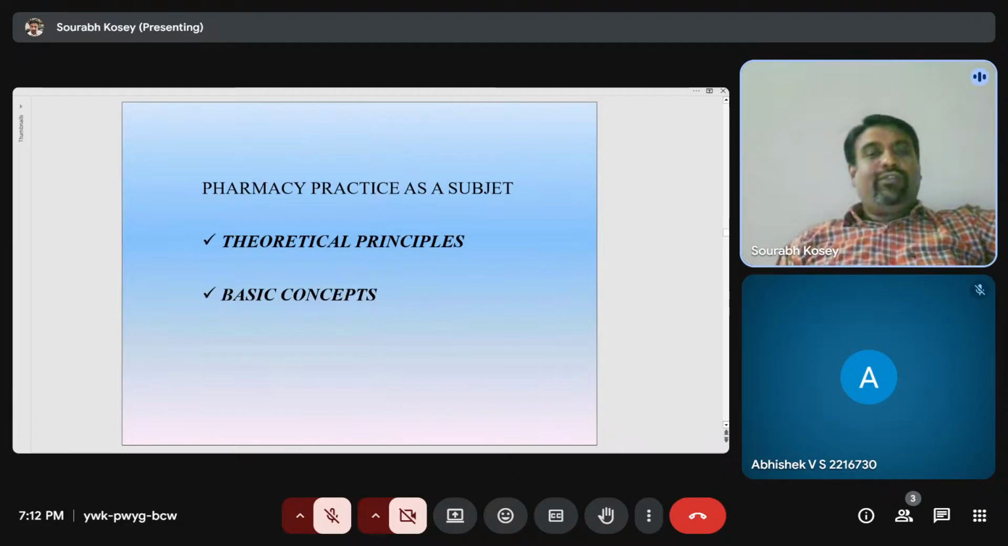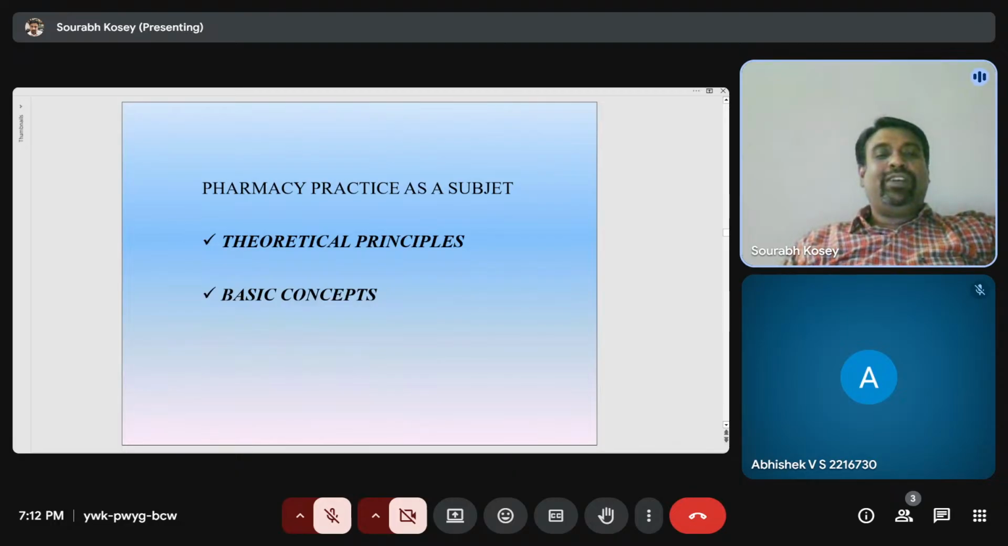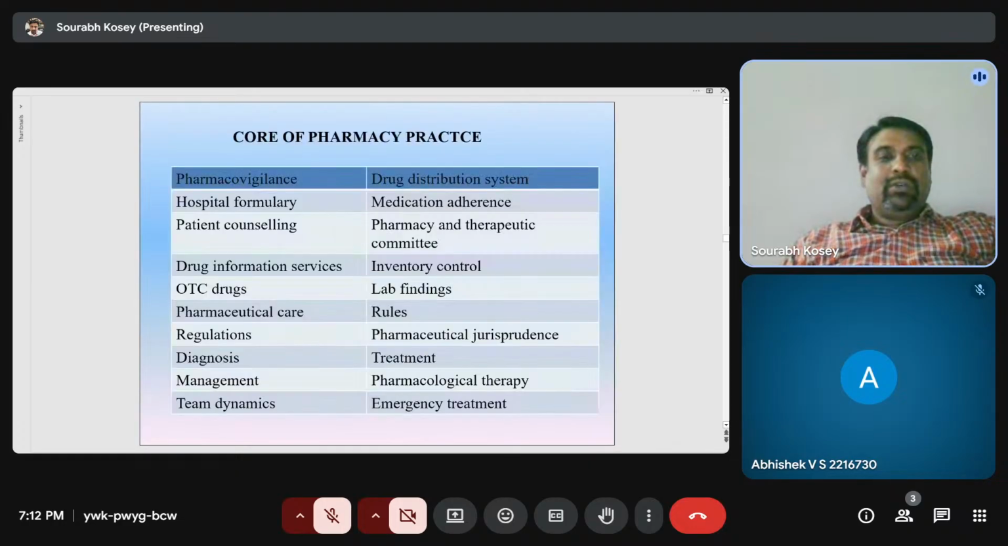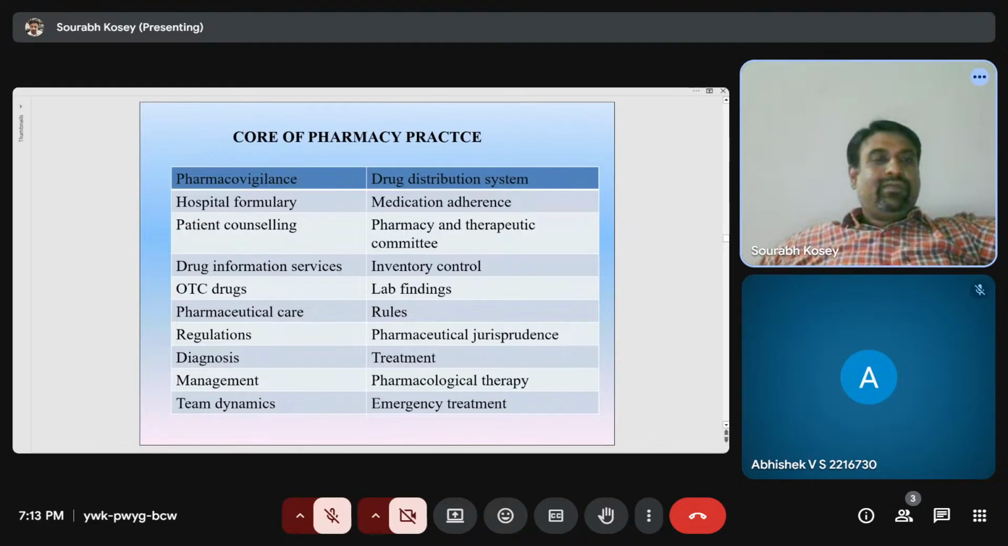So, pharmacy practice, when we take it as a subject, has theoretical principles and basic concepts, which you learn in the classroom. But pharmacy practice is such a domain that you have to cover in a medical store or a hospital. So what is the core of pharmacy practice? ADRs. You have to have a list given by WHO, the model drug list. Then you have a national essential drug list.